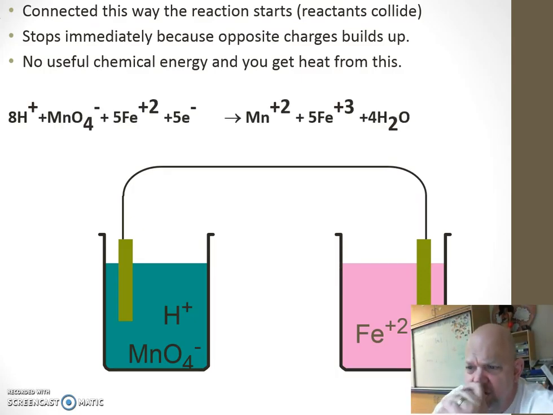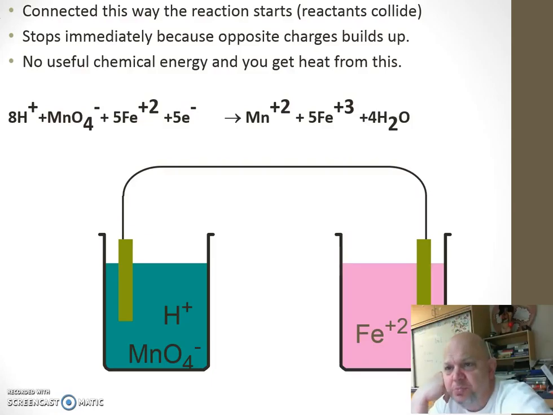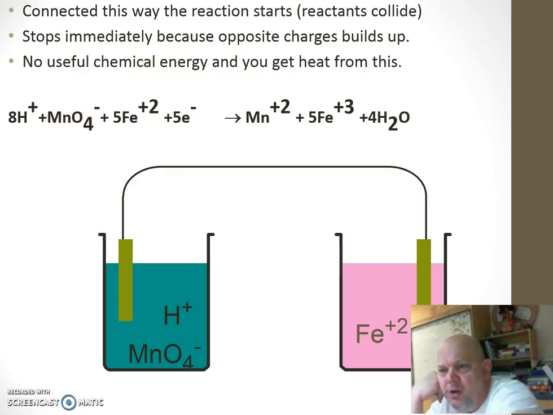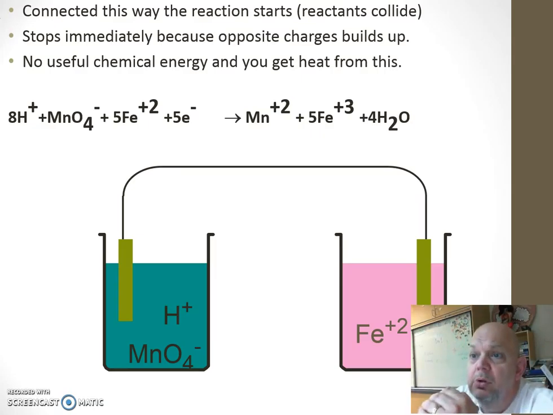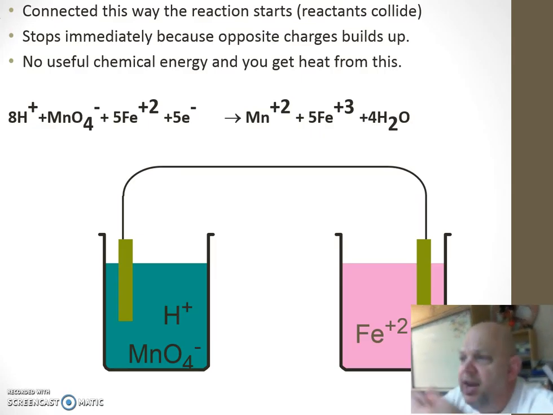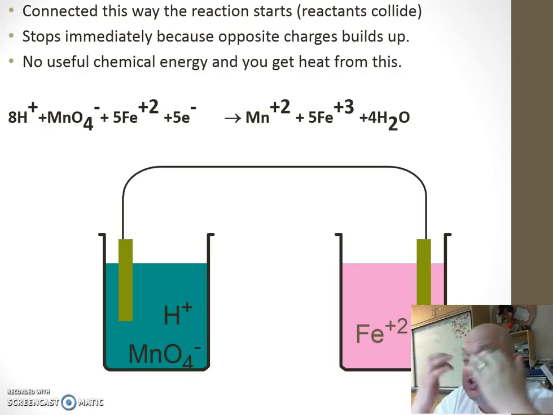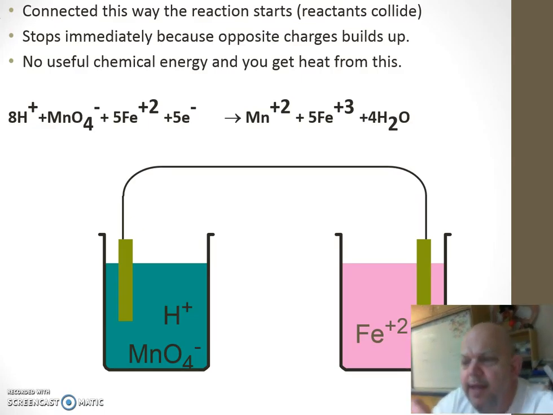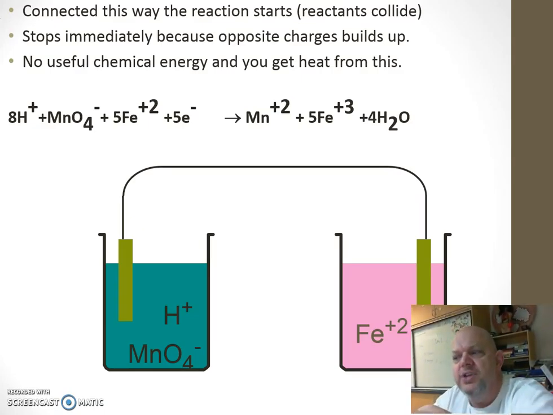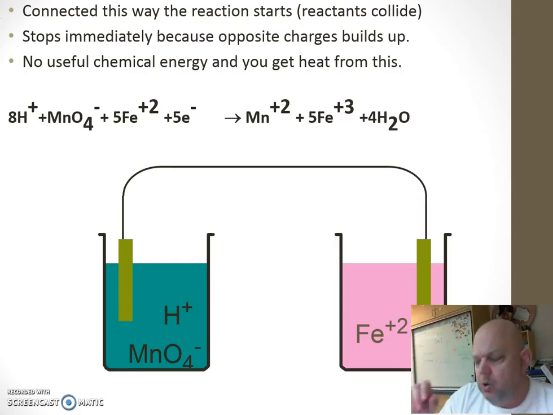So there's our reaction if we look at it. We've got our H plus and our MnO4, and our 5 irons over here with our 5 electrons. So what's going on? Well, the electrons are going over to the other side, and then it piles up, and that's it. The reaction stops because there's no new territory. So there has to be something that goes into a cycle in order to keep the process going for longer than just a second or two.